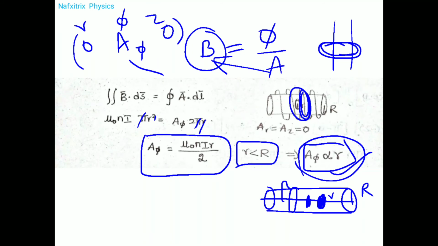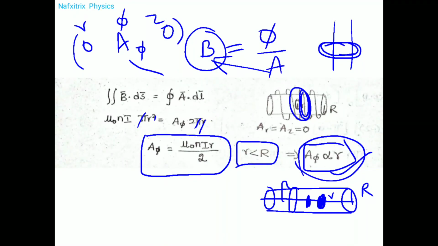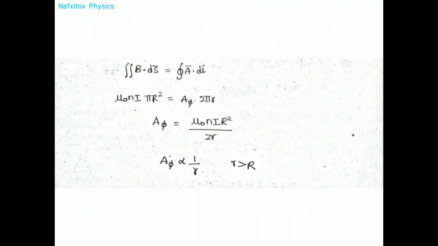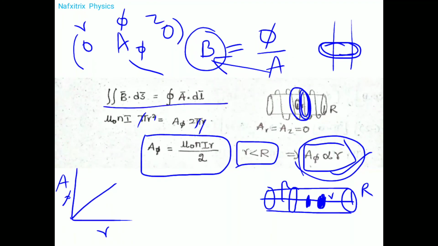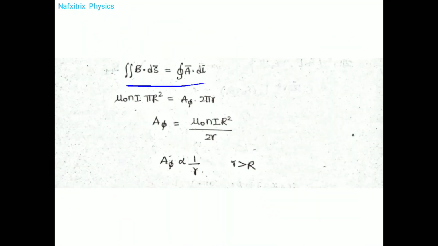Inside that solenoid the graph between A phi and r would be like this. As r increases, A phi would also increase. So this is about inside the solenoid. Now we need to find out the same thing for outside the solenoid. Again we use the same formula that we have already derived: the surface integral of B dot ds is also the line integral of A dot dl.